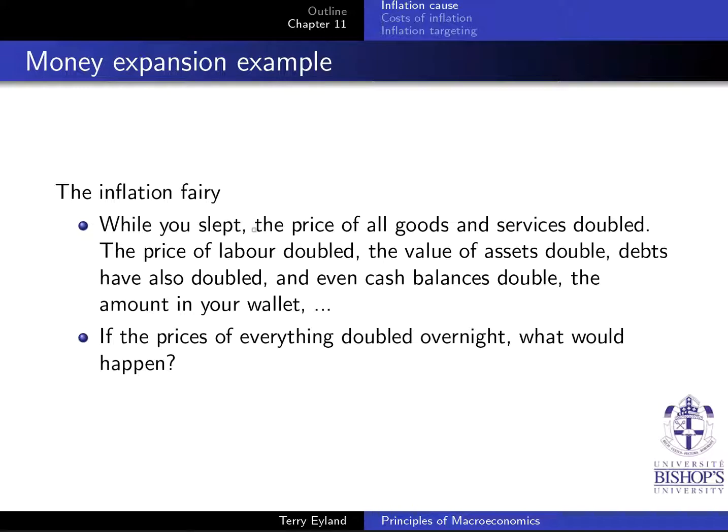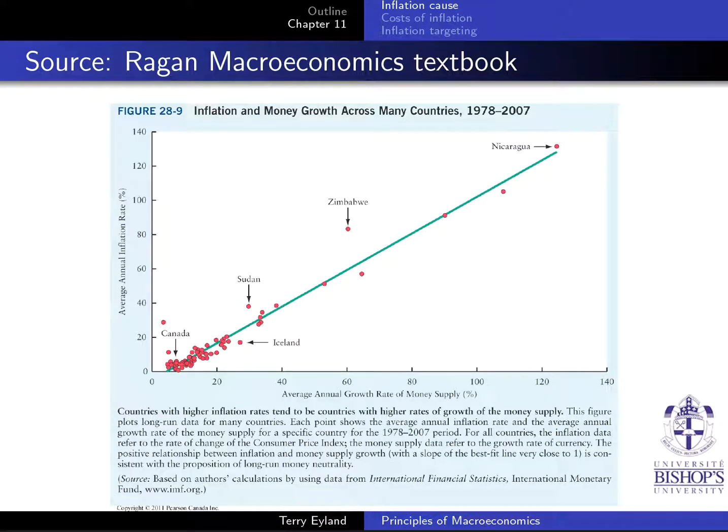So if you think about this inflation fairy example, while you slept, all the prices of the goods, labor, assets, everything doubled, even the amount of money in your wallet. If the prices of everything doubled overnight, what would happen? Take a second, think about it, pause the video. Not much would really happen. If the price of everything and every amount of money that's in circulation, wallets and everything else just doubled, it doesn't really change anything. So that's just to give you an idea that inflation on its own may not be that bad, but we'll see who may be the losers in the next section.